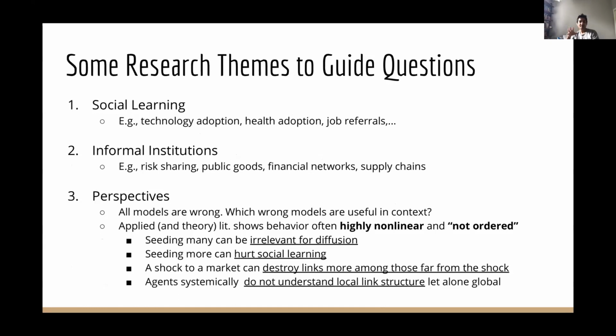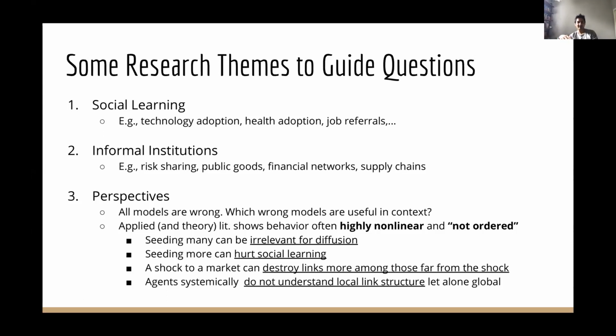So today I'm going to talk about two themes. These are spaces I work in. One is social learning, and the other is informal institutions. I don't think I have to explain what these are. But here's the perspective I want to take. All models are wrong. And so I want to ask which wrong models are useful in the context we're interested in, and how does that condition the assumptions we want to make when we think about econometrics?